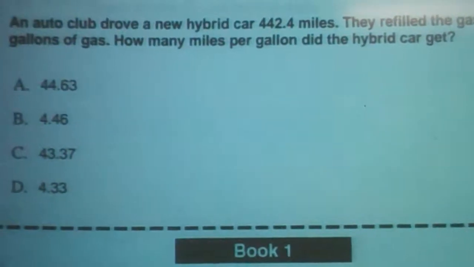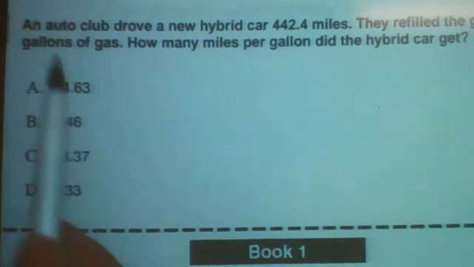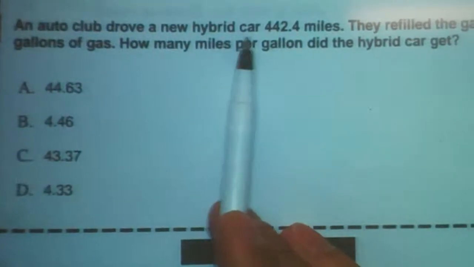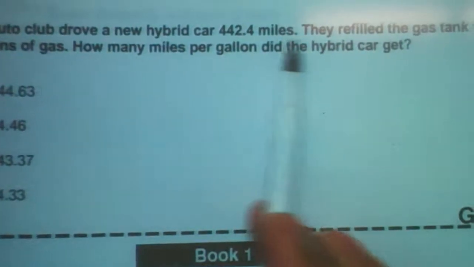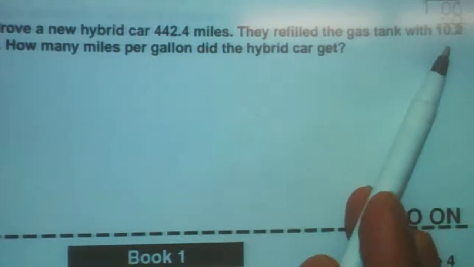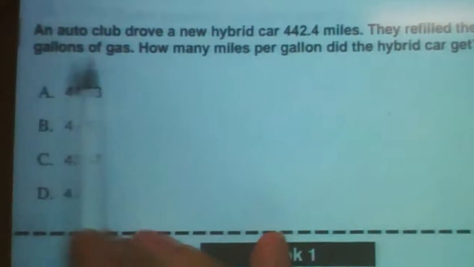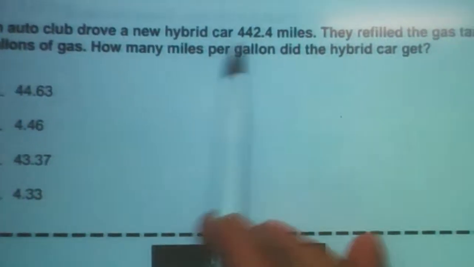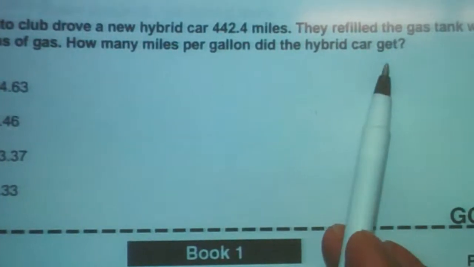Here we go, one of the trickiest problems on the test. It says an auto club drove a new hybrid car 442.4 miles. They refilled the gas tank with 10.2 gallons of gas. How many miles per gallon did the hybrid car get?